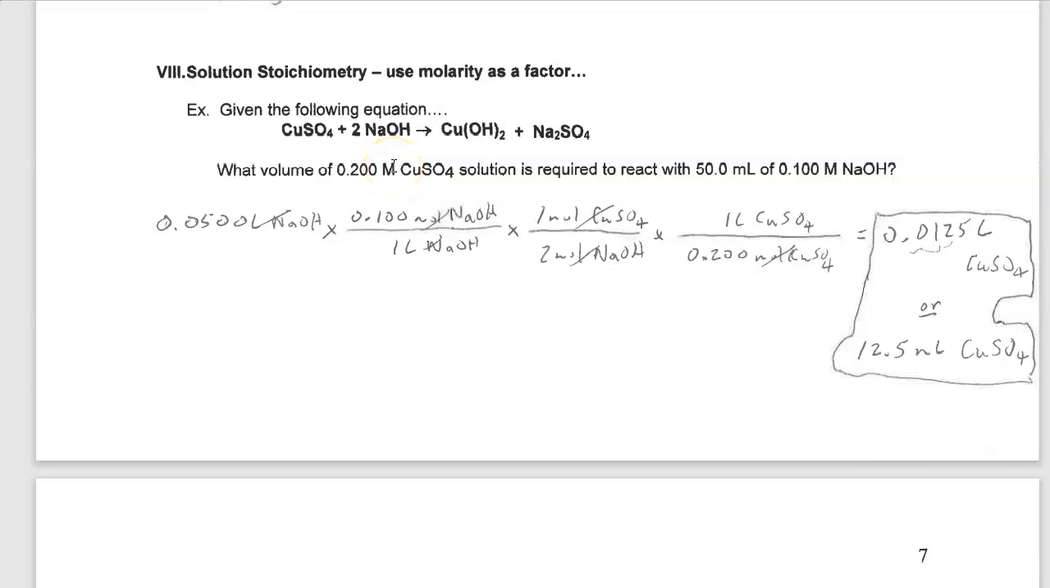All right. So given that balanced equation, of course there's a 2 in front of the sodium hydroxide there, what volume of 0.2 molar copper sulfate solution is required to react with 50 milliliters of 0.1 molar sodium hydroxide? First thing we ask ourselves is, what do we know here? We know three things. We have a 0.2 molar copper sulfate solution. We have a 0.1 molar sodium hydroxide solution, and we have 50 milliliters of that.